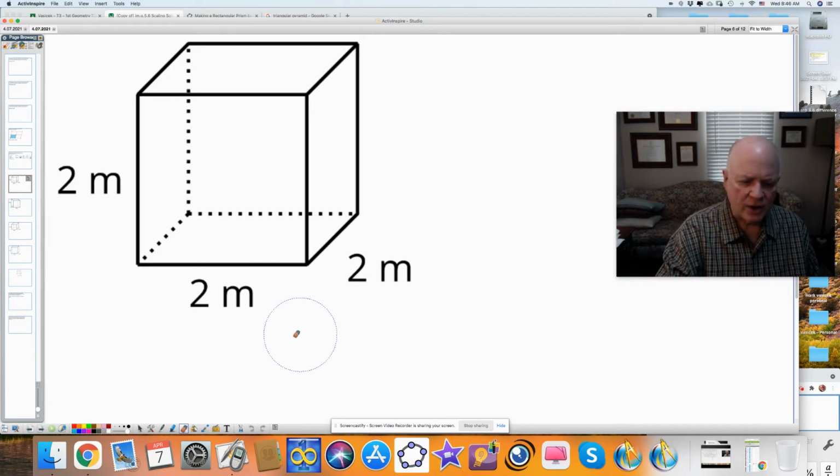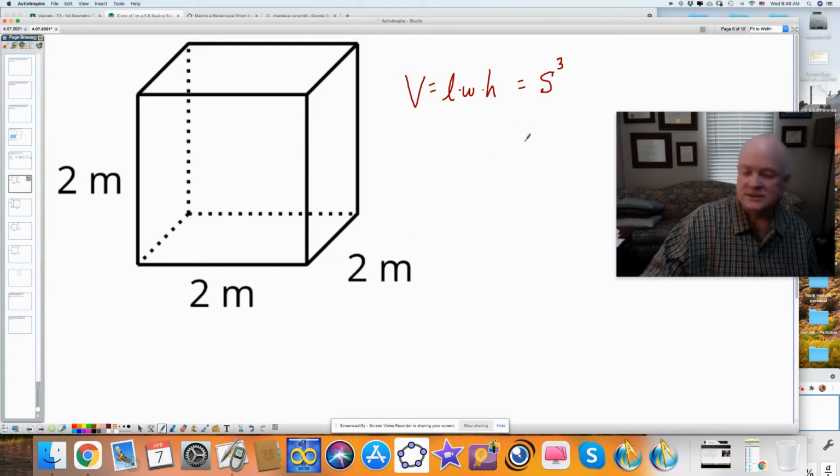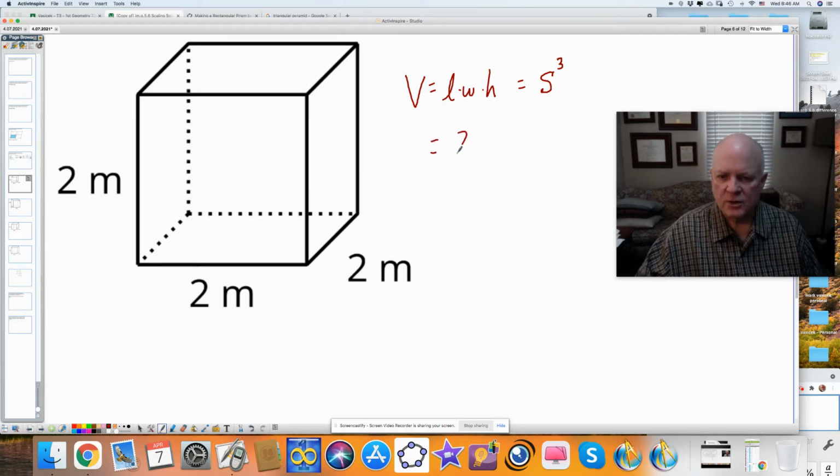We're looking for the volume. Volume of a cube is the length times the width times the height. Sometimes we just say it's the side length cubed, and it should be edge, but they call it side. This is actually called an edge in 3 dimensions, but they use S to determine it. So this would be 2 times 2 times 2, and we all know that 2 times 2 times 2 is equal to 8.